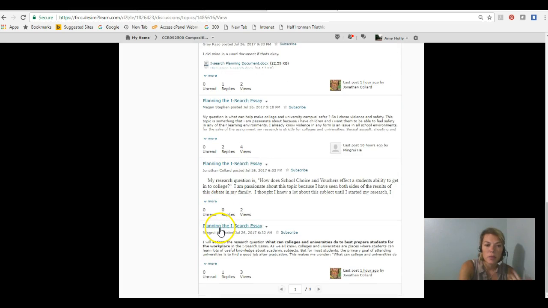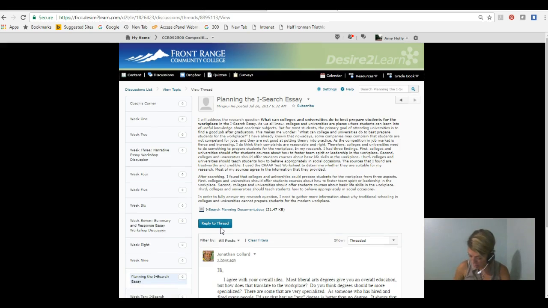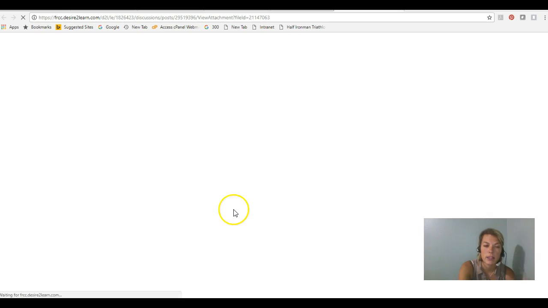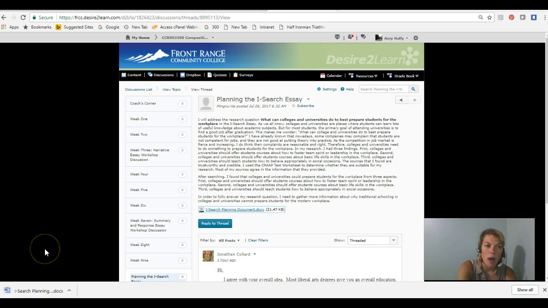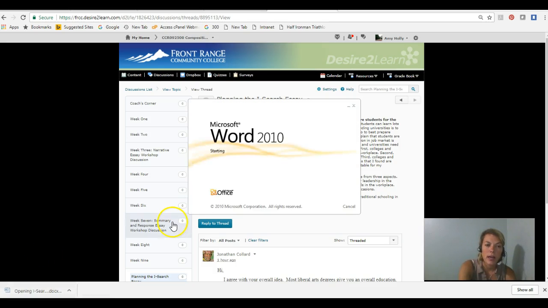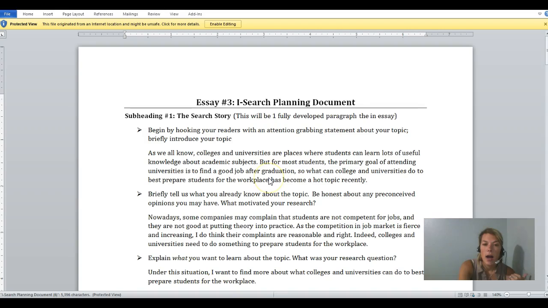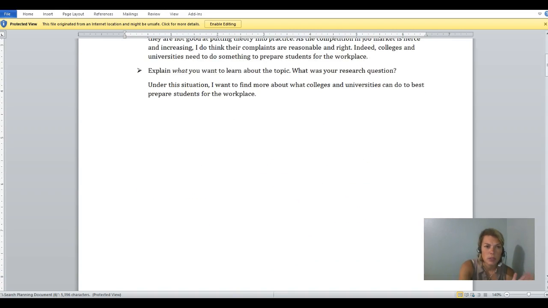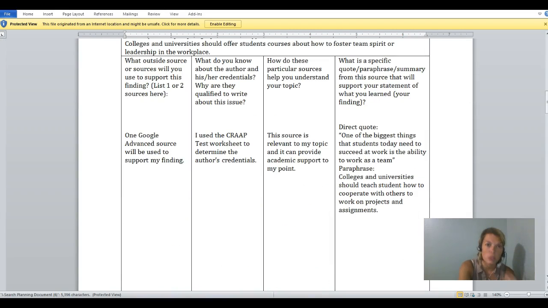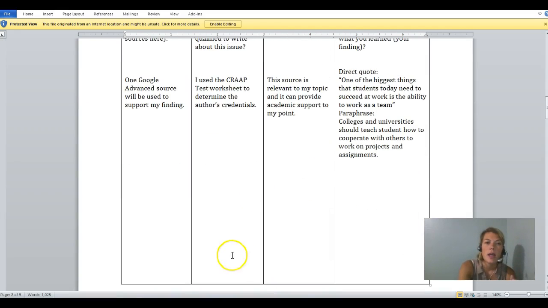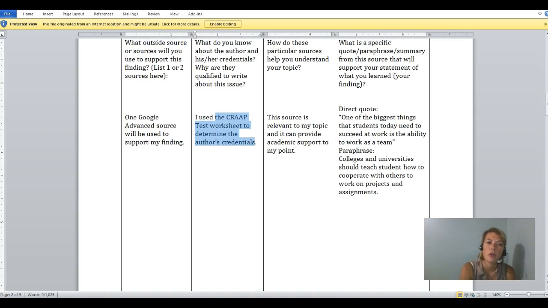I wanted to bring up Leslie's post because she was one of the people that touched on it directly, not the only one, but she talked about using the CRAP test in her planning document. So that is the credibility, reliability, accountability, authority, and then I think it's proximity or something like that, how close are they to the subject matter, that kind of thing. So here she's talking about that and how she determined the author's credentials for the sources that she was including.